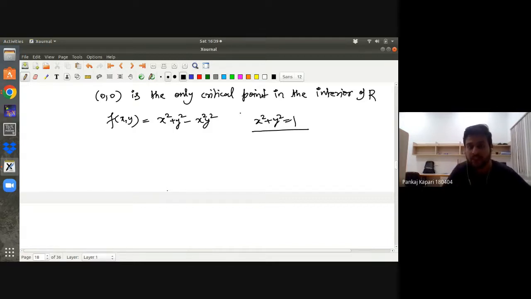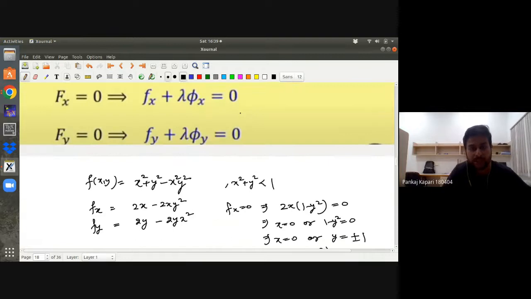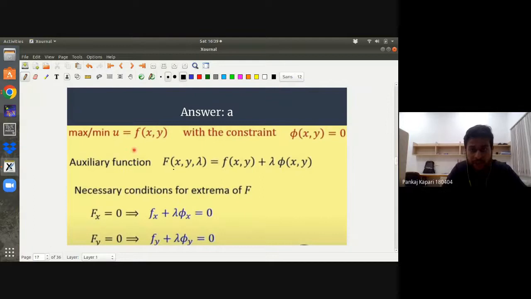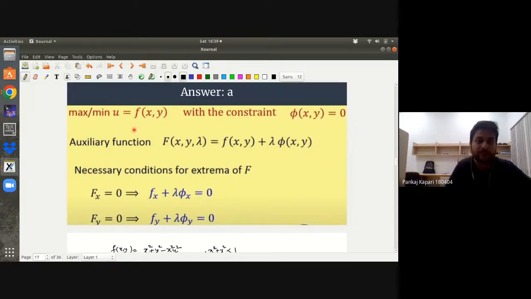Such maximization or minimization can be done using the method of Lagrange multiplier. In this method, the problem is that you have to maximize or minimize some function with respect to a constraint that phi of x, y becomes 0. So there's another function which gives a relation between the variables x and y, and you maximize or minimize according to this constraint. For that we will form an auxiliary function. So what is the auxiliary function?